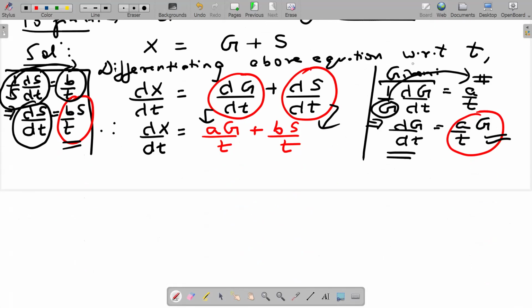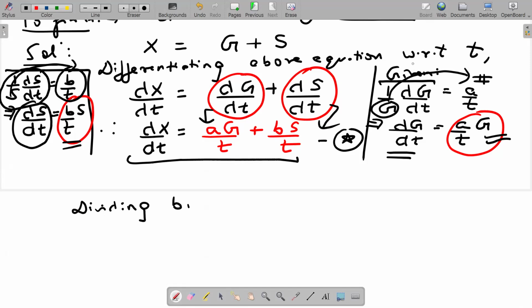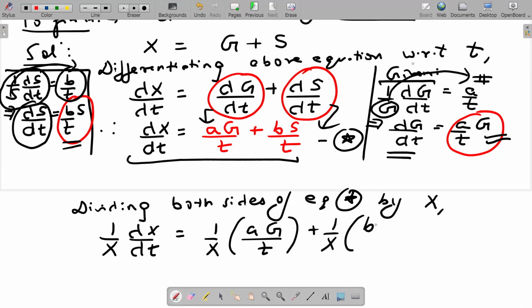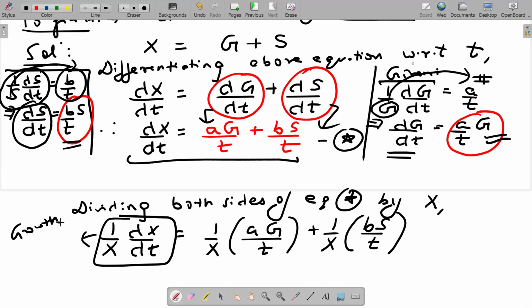Now how do I work that out? So this is my equation, call it equation star. Dividing both sides of equation star by x, so 1 over x times dx by dt is equal to 1 over x times ag by t plus 1 over x times bs by t. What is this, students? This is nothing but the growth rate of exports, which is measured by x.